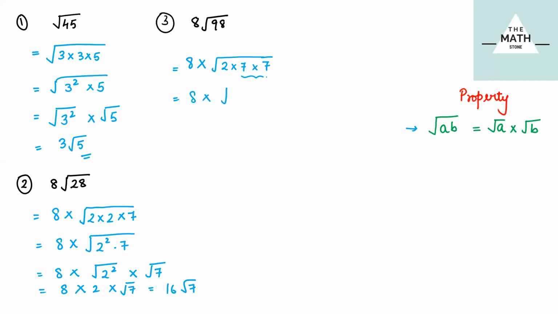Now group these two. All right, so then we get 8 times. Now apply the multiplication property. So this is 8 times square root of 2, and this is just 7. So you get 56 times root 2.